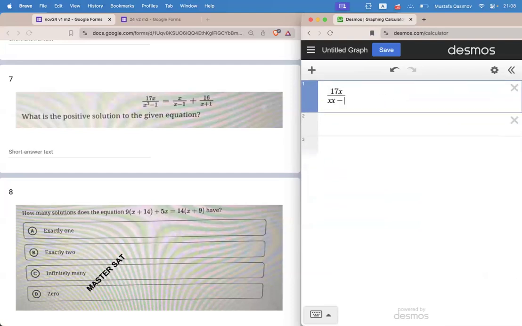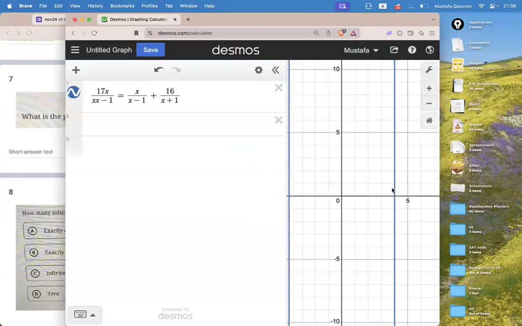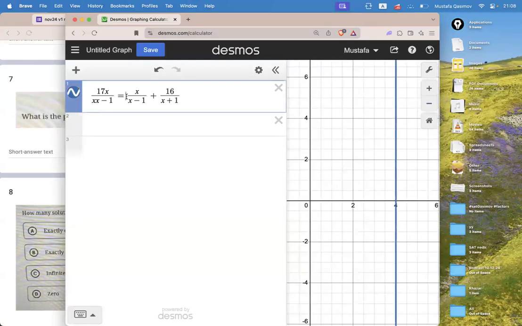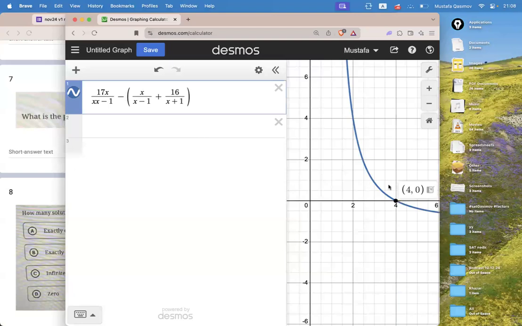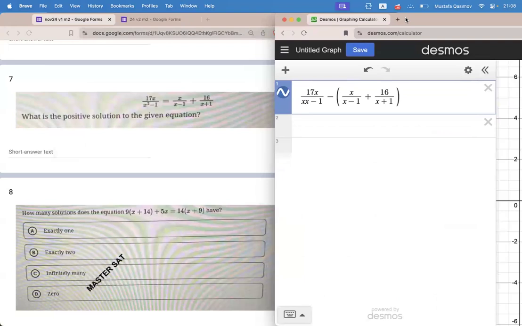Or you can just write in Desmos like that: 17x over x squared minus 1 is equal to x over x minus 1 plus 16 over x plus 1. Then look at Desmos, you will get the answer here like that. If you write it like this, you will get automatically the value of x, 4. So the answer is 4 again.